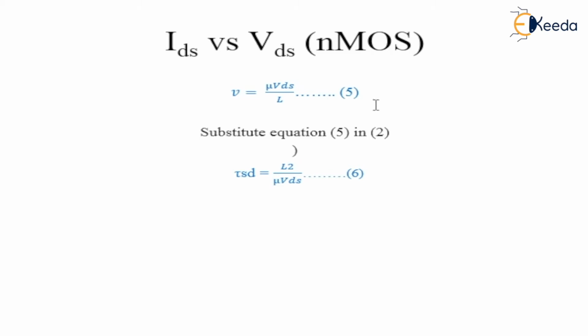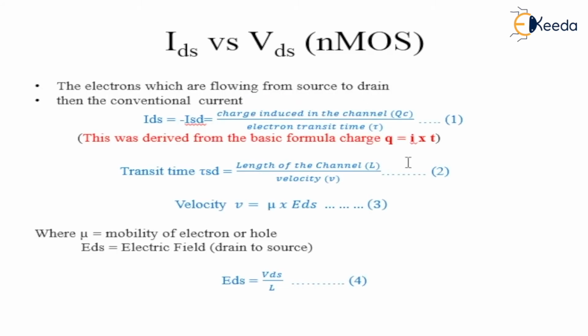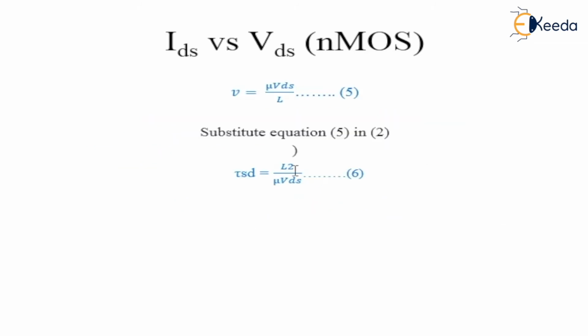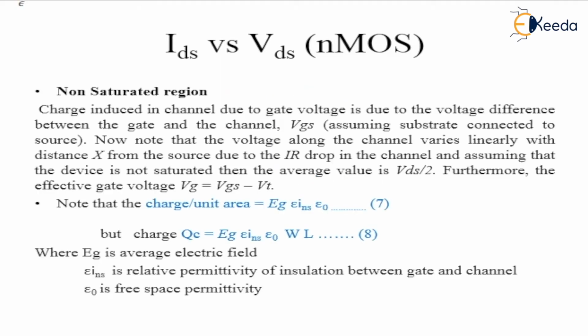Now substitute this equation number 5 in equation number 2. Then the resultant tau SD looks like L square by mu into VDS. So this is the equation you remember. Now let us discuss the non-saturated region of operation of MOSFET in mathematical analysis.